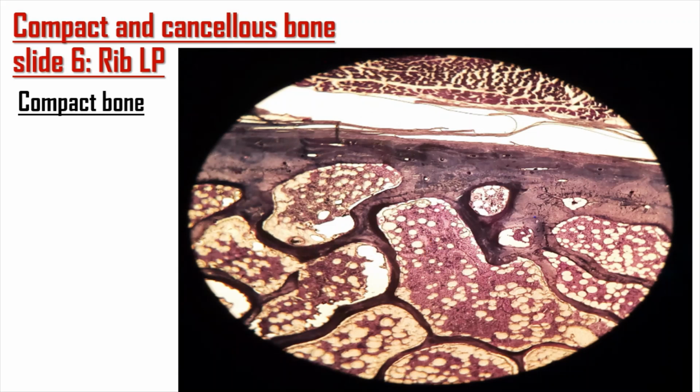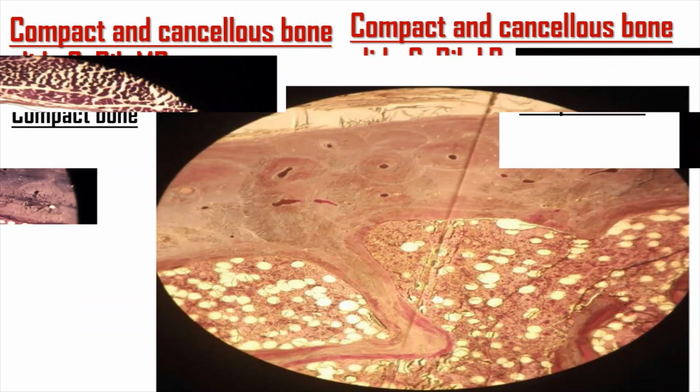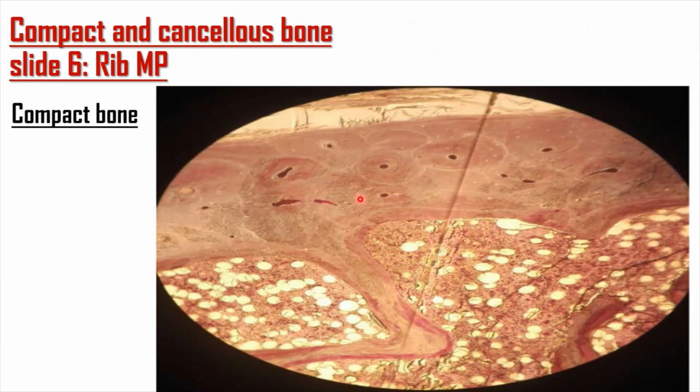Let's look at this at high power. This is medium power actually. It brings into view the Haversian systems. This is the Haversian system, this is the Haversian system, this is the Haversian system. This is compact bone. This inside here is called the trabecular. So this is trabecular bone. Trabecular bone has these white and purplish structures. This is the bone marrow, and then this is the trabecula. The trabecula is what contains the cells that make up bone. This is the bone matrix in the cancellous bone.